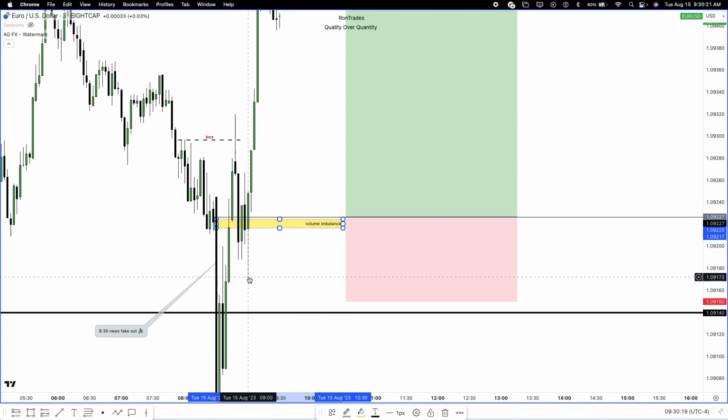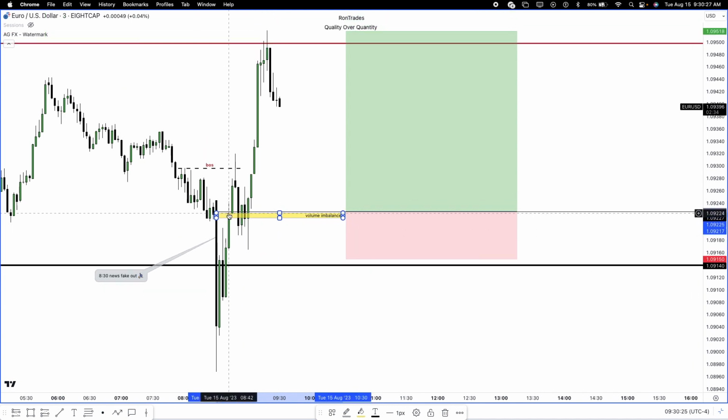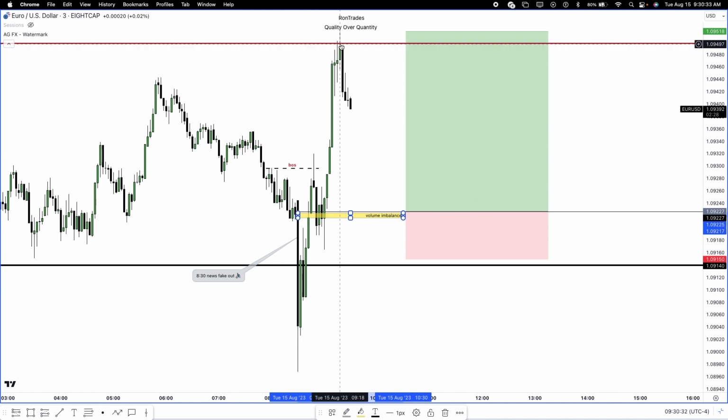Yes, I did take drawdown. Yes, it was not a sniper entry. I took a little bit of drawdown, and guess what? That's okay, because I knew what I was looking for. I took my volume imbalance entry. As price came inside of the volume imbalance, I took my entries here, and we went up right inside of this daily order block. Price ran right up inside of the daily order block, and look at the reaction right now getting off this daily order block.